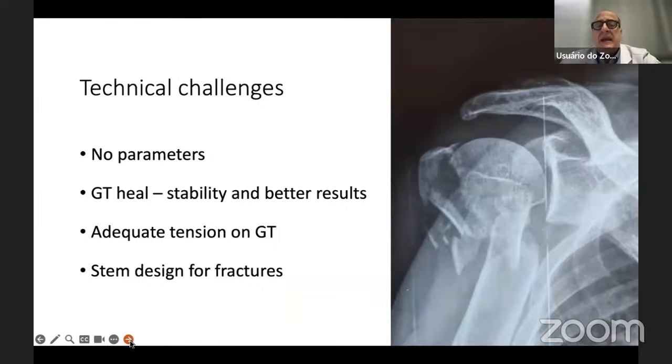So what are the main technical challenges during the surgery? We don't have parameters. For example, for this kind of fracture, we don't have any parameter to make this kind of reconstruction. We have to think about the healing of the great tuberosity to give us stability and better results, giving adequate tension around the prosthesis. And we have to use, if it's possible, the stem designed especially for fractures, because they are different from the stems used in other kinds of situations.